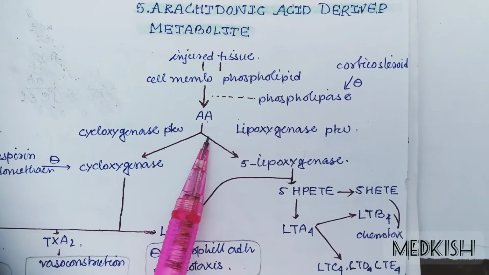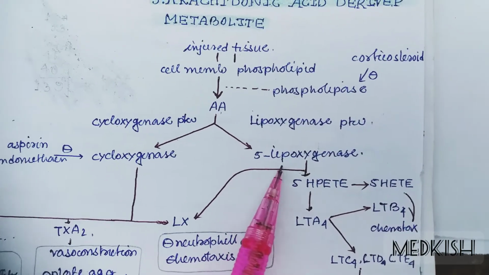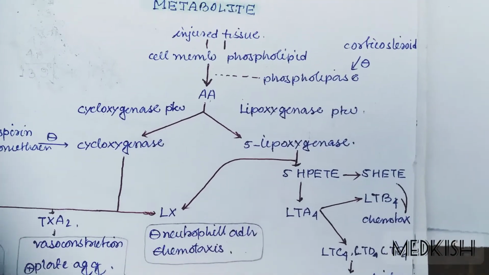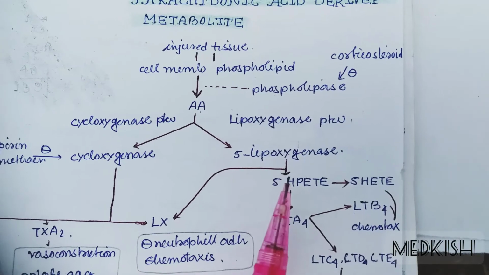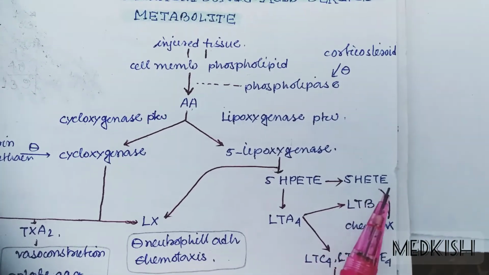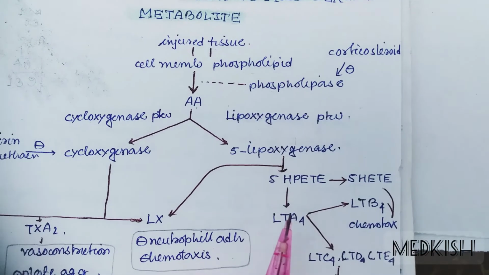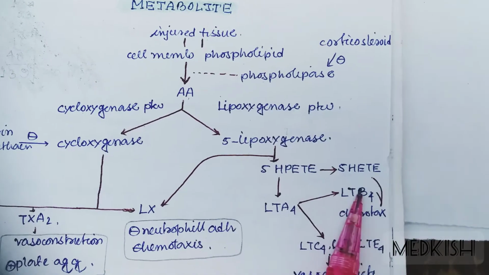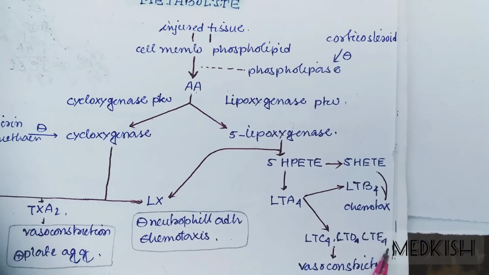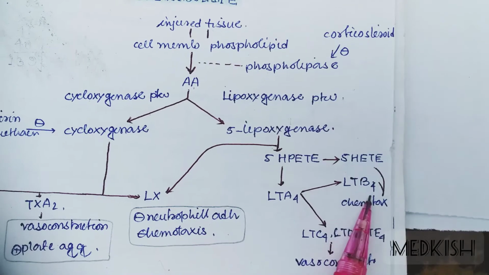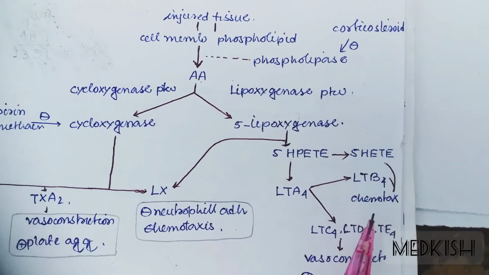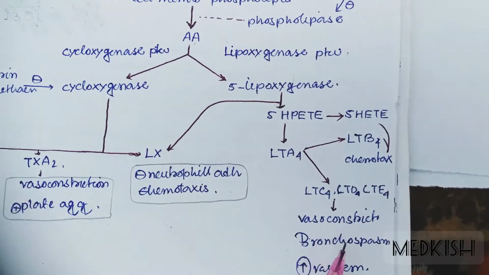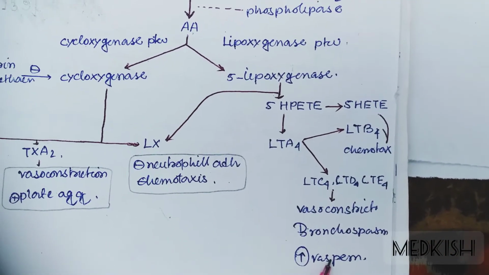Or the arachidonic acid undergoes the lipoxygenase pathway by the 5-lipoxygenase enzyme. It will form the 5-HPETE, which will form the 5-HETE. 5-HPETE forms the leukotriene A4, which gives the leukotriene B4, leukotriene C4, D4 and the E4. Leukotriene B4 along with the 5-HETE causes the chemotaxis. Leukotriene C4, D4 and E4 cause the vasoconstriction and the bronchospasm, and increase the vascular permeability.